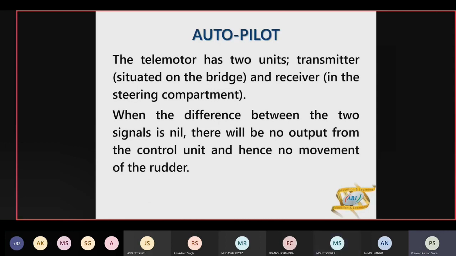When the gyro course has come to the course being steered, course to steer, जो करना था वहां पहुंच गया, तो डिफरेंस 0 हो जाती है. So no input, no error voltage, and rudder is brought to midship.